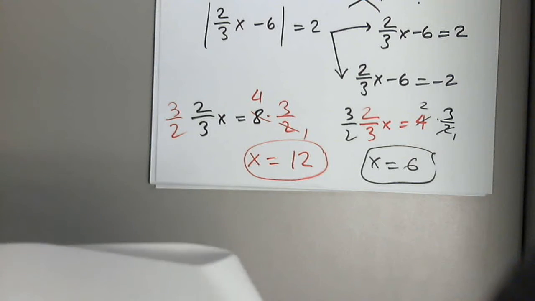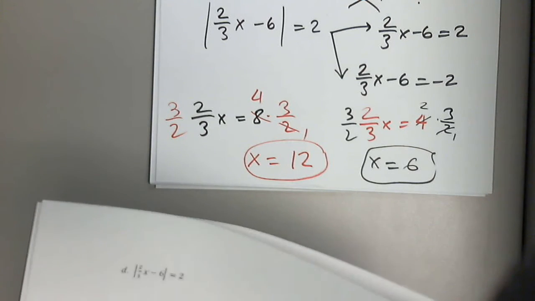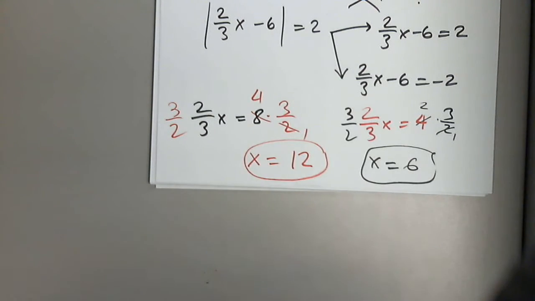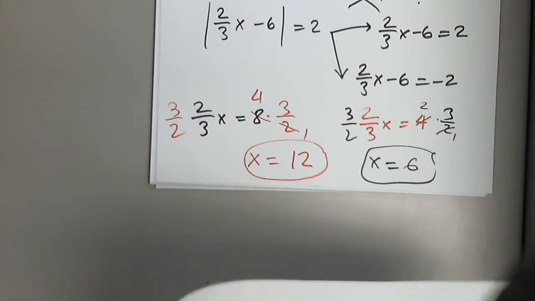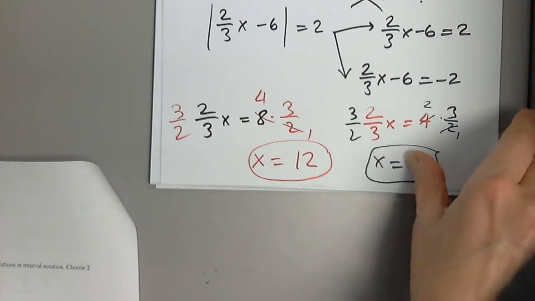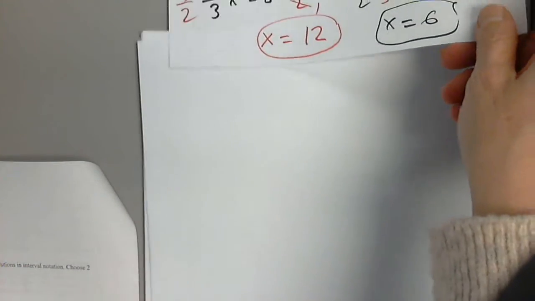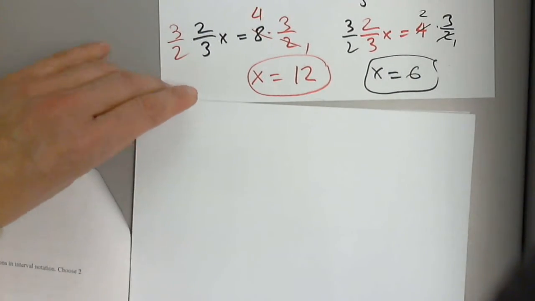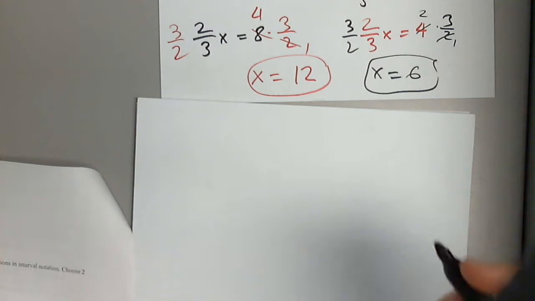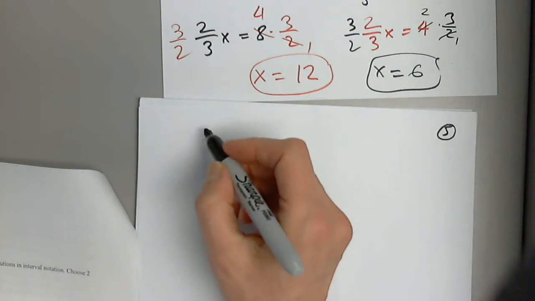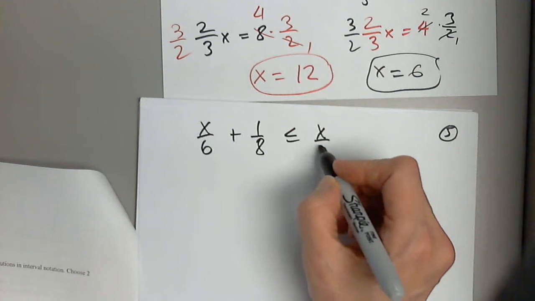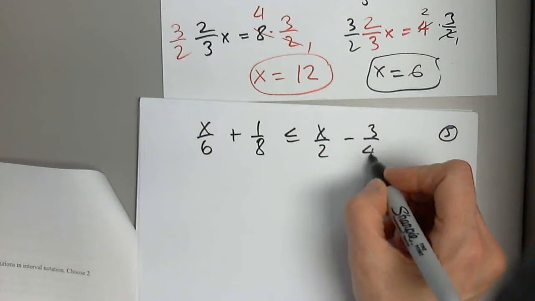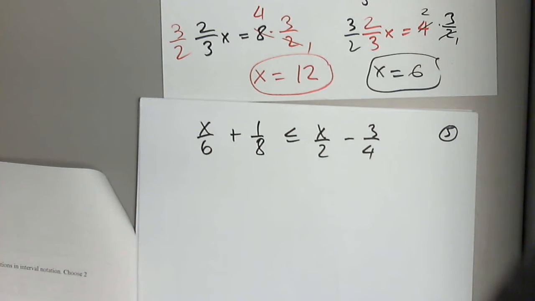So this was number 1. Next problem that you would like to work on. Yes, of course. Never, please, never be afraid of fractions. So we have x divided by 6 plus 1 over 8 less than or equal to x over 2 minus 3/4. Okay, perfect.